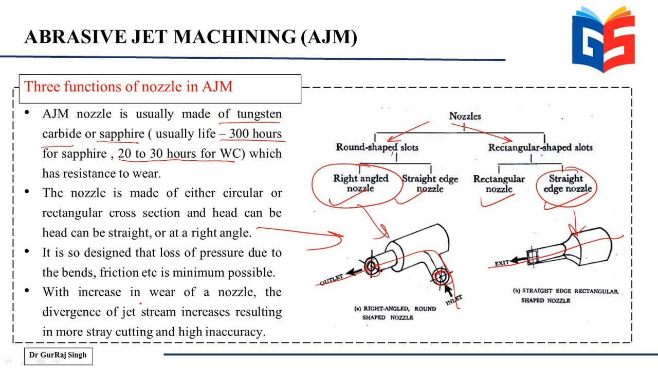With the increase in wear of the nozzle, the divergence of the jet stream also increases and results in more stray cutting. As your nozzle gets worn out at the outlet, the stream of the jet that was flowing may become a bit divergent, and this will in turn affect the surface property of your workpiece. So your nozzle wear rate is again a very important aspect while considering abrasive jet machining.